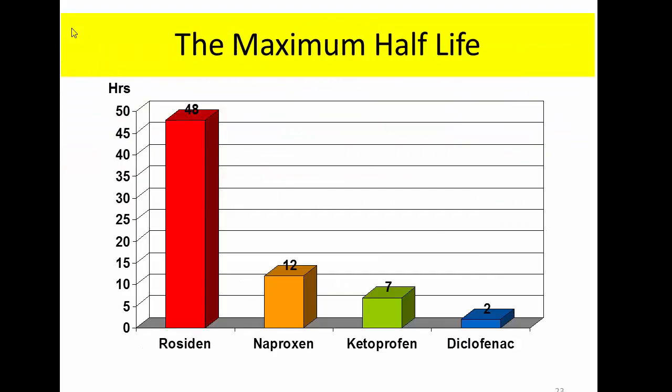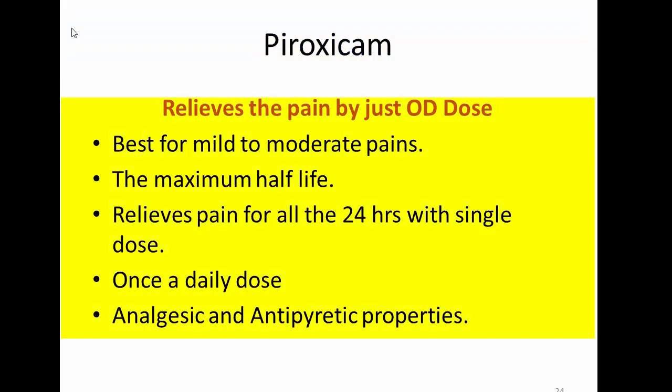The maximum half-life. Piroxicam relieves the pain with just an OD dose. Best for mild to moderate pains. Relieves pain for all the 24 hours with a single dose. Once a daily dose. Analgesic and antipyretic properties.